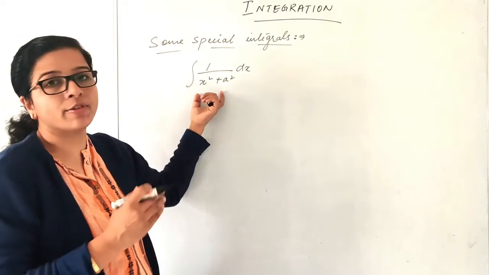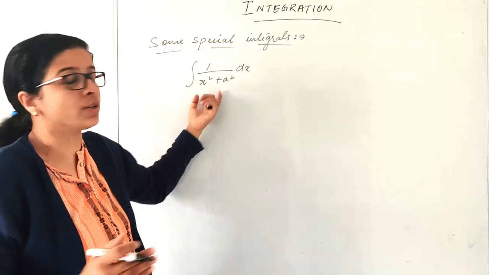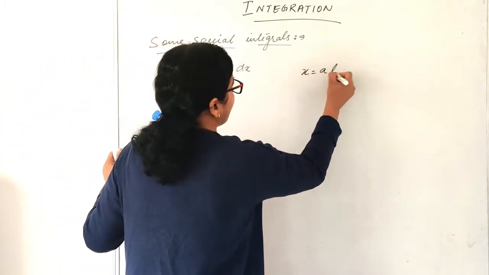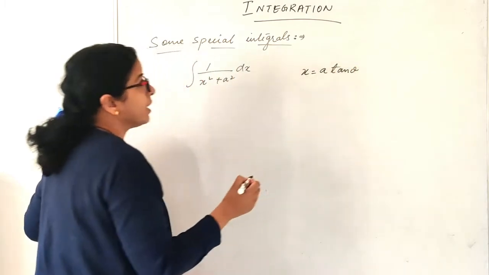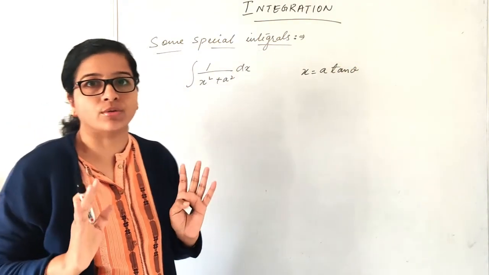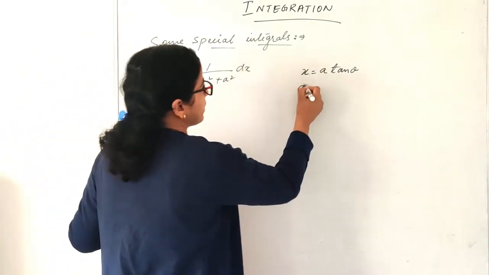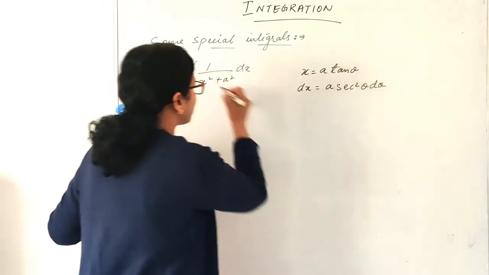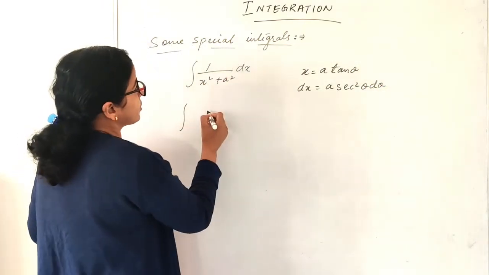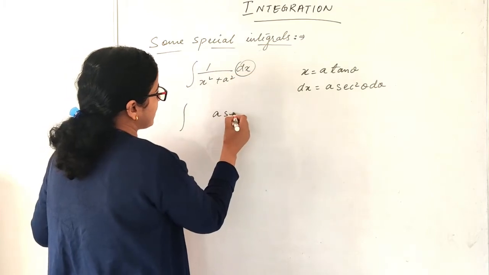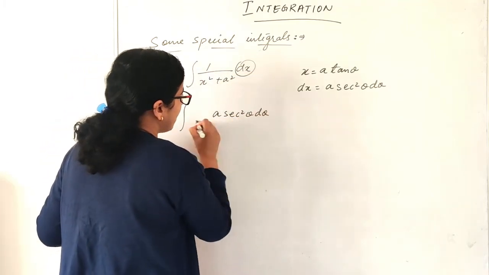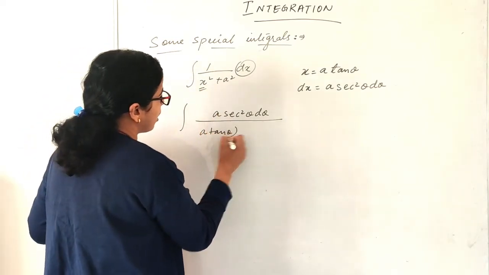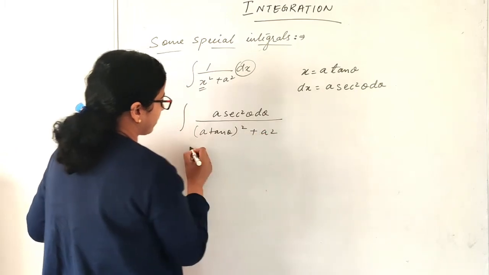Just now we have finished integration by substitution, right? So whenever I have x square plus a square, I assume x as a tan theta, okay? Or I can take a cot theta also, fine. So what will be the value of dx? dx will be a secant square theta d theta, correct? Now let us substitute over here. So dx will become a secant square theta d theta upon, substitute the value of x, (a tan theta) whole square plus a square, right?